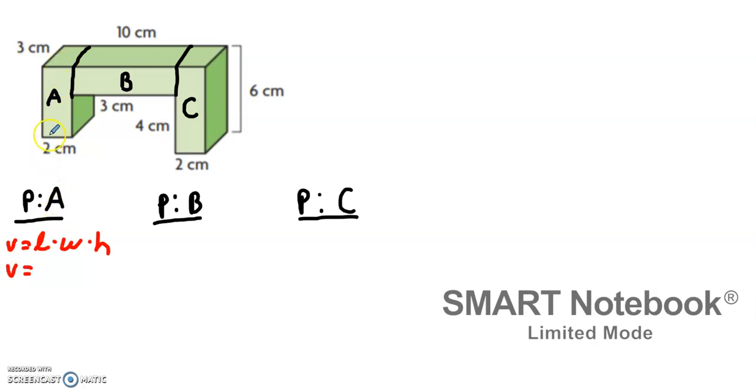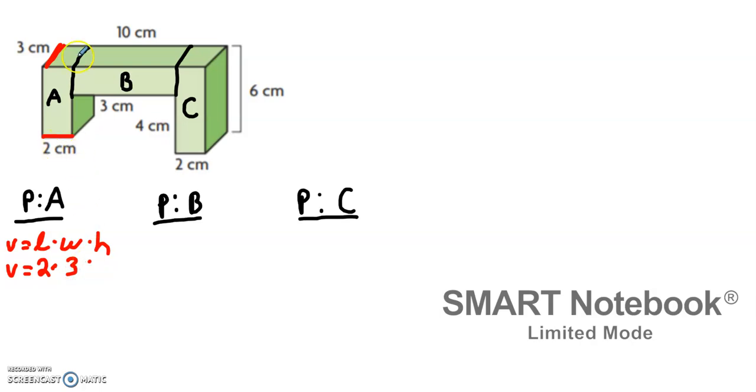So for prism A, I want length. That is my left to right. So that here is 2 centimeters. So I'm going to write the number 2. Then I got to look for width. Now, the width is front to back. So here's my front to back, which here is the 3 centimeters. So I'm timesing it by 3.